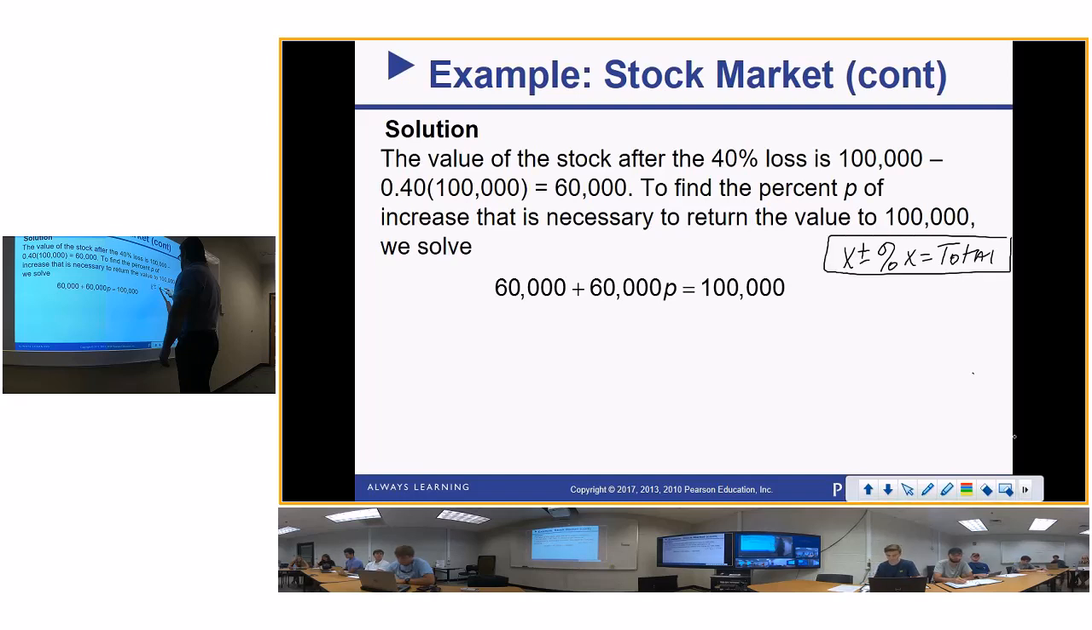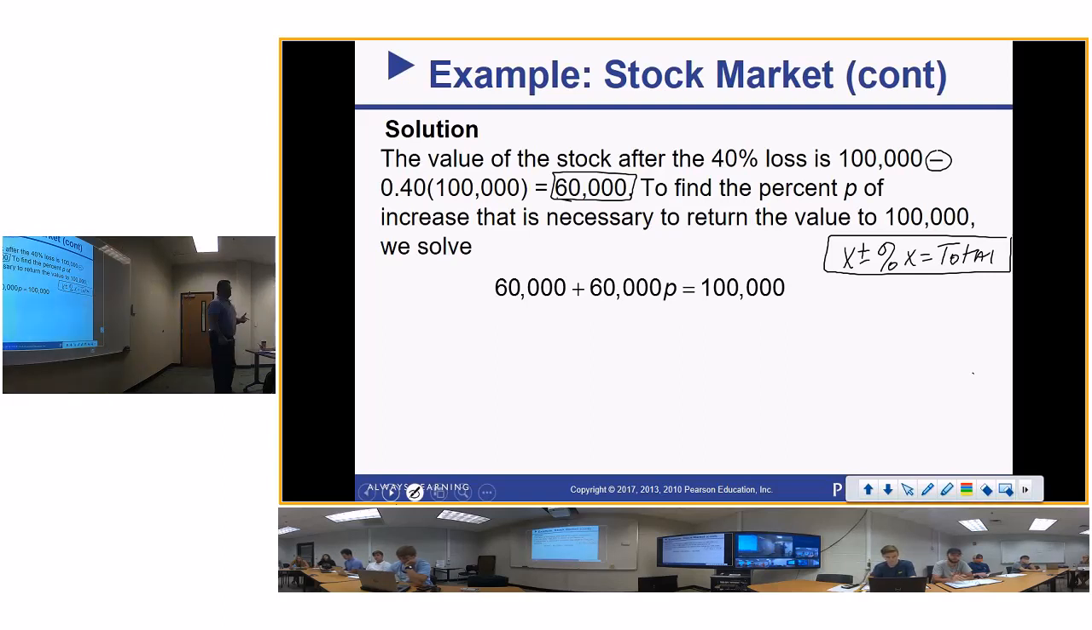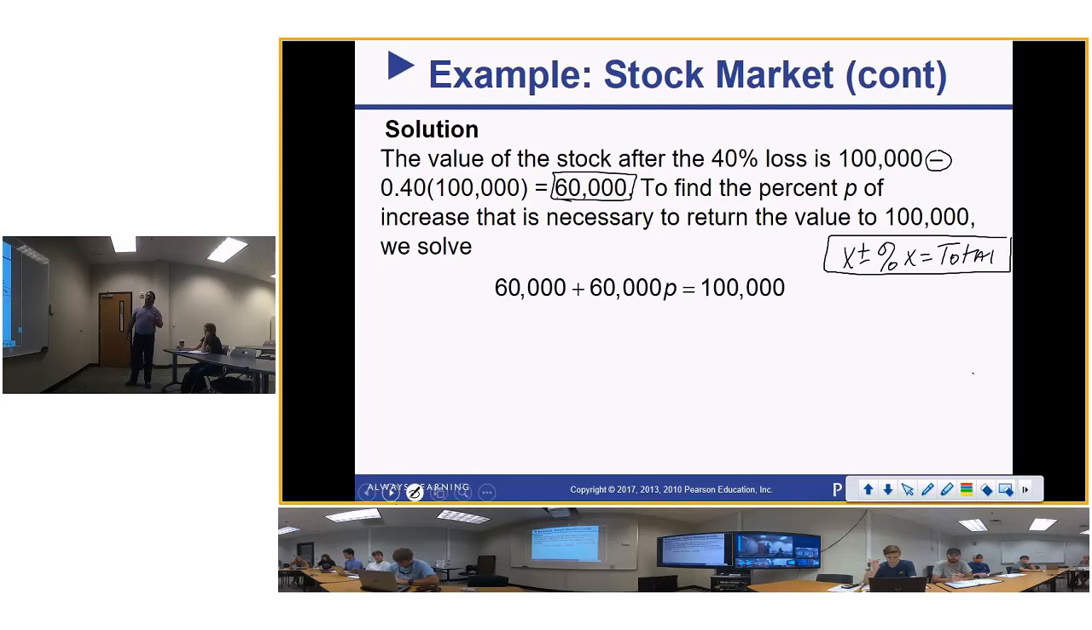Now, what is plus? Plus is taxes or tips. Minus is called what? Discounts. So if you have a discount, you would use a minus. If you have a tip or a tax, it would be a plus. So what did they do? Well, here's the Walmart equation. 100, and then you had a drop of what? 40% of 100,000, which is equal to 60,000. So the stock dropped from 100,000 to what? 60,000. And then the question says to find the percent of increase necessary to return the value back.